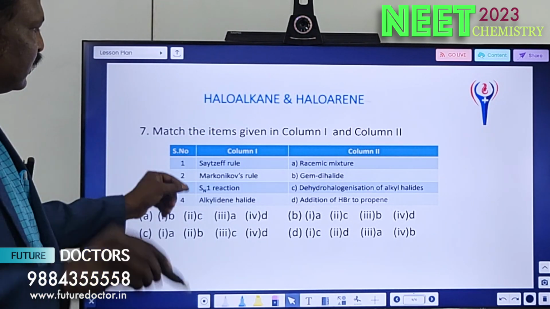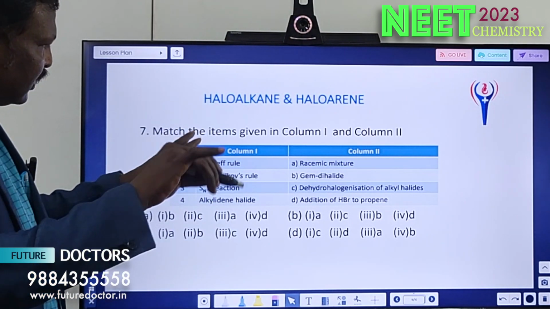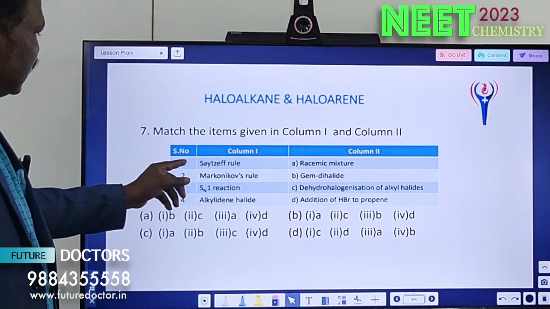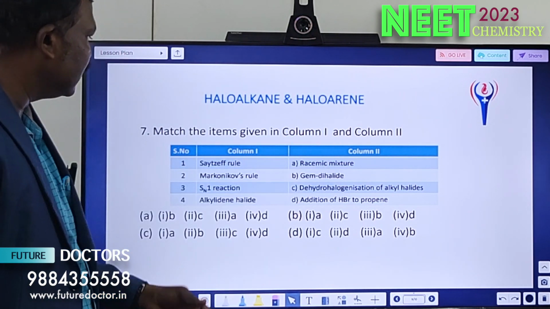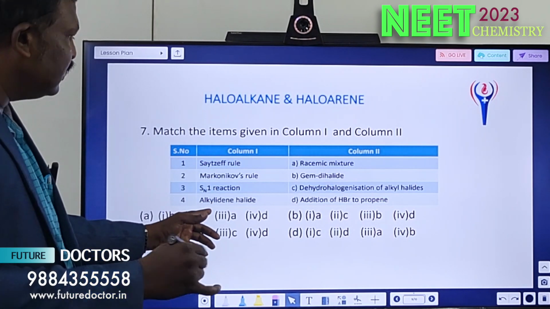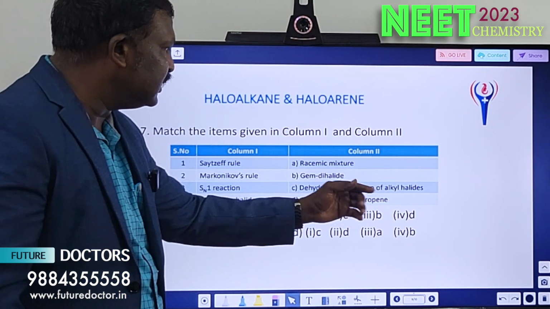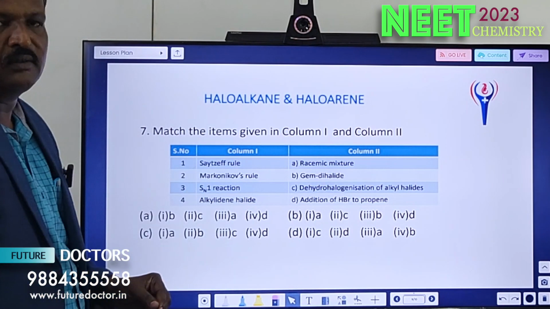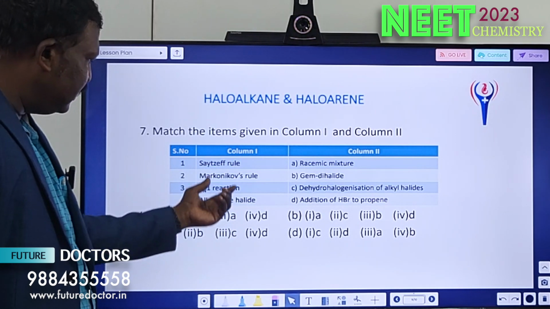This is the seventh question, but actually it contains 4 questions. So all the concepts are included in this question. Here you have to match column 1 and column 2. In column 1 I have given Saytzeff rule, Markovnikov rule, SN1 reaction, alkylidene halide. In column 2: Rosenmund mixture, gem dihalides, dehydrohalogenation, addition of HBr to propene. We have to match them, then only you can get the correct one. Each and every thing you must know.